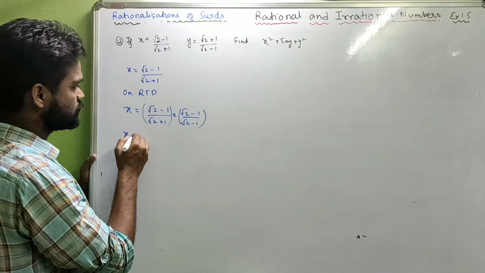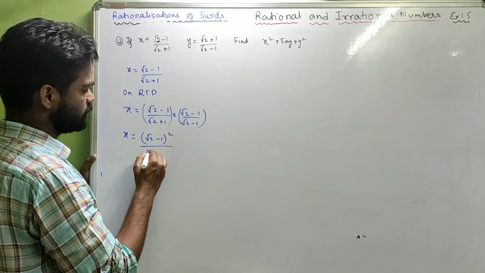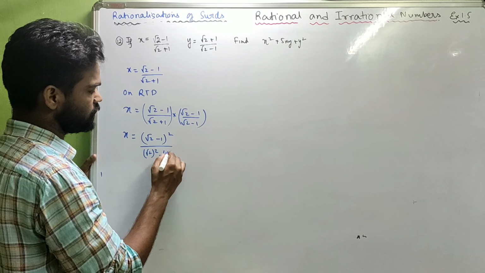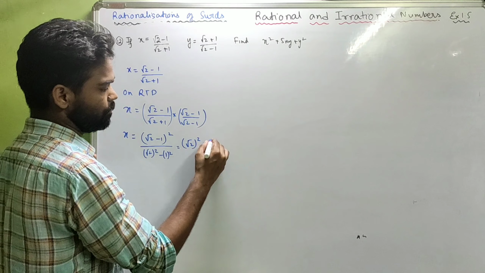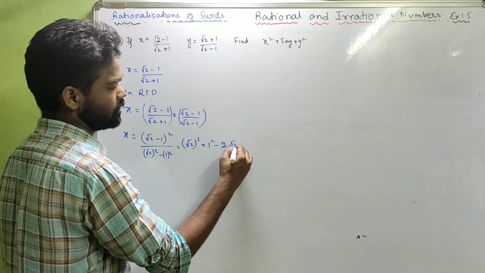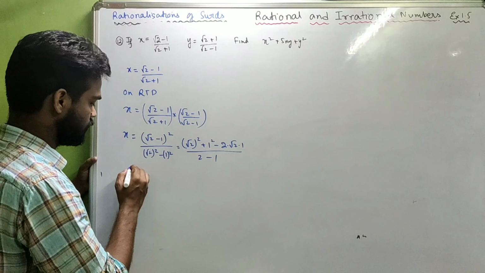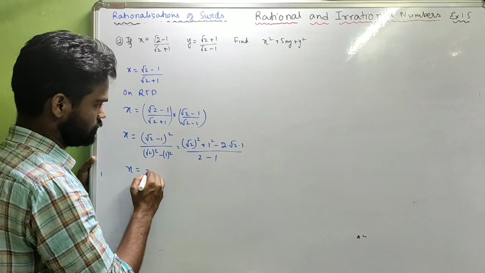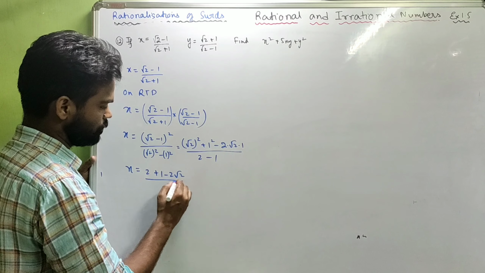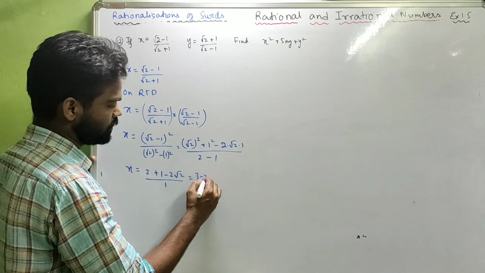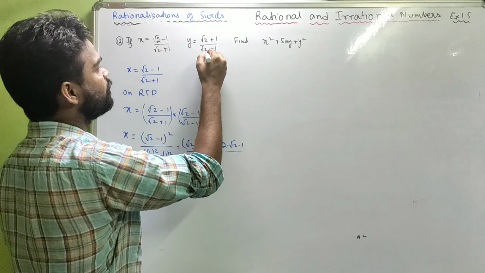Done. So x is what? See, (root 2 minus 1) whole square, and this is root 2 square minus 1 square, which is, this is a square plus b square minus twice ab, and this is 2 minus 1. Am I clear? So x becomes what? 2 plus 1 minus 2 root 2 by 1, that's 3 minus 2 root 2. That is your x.